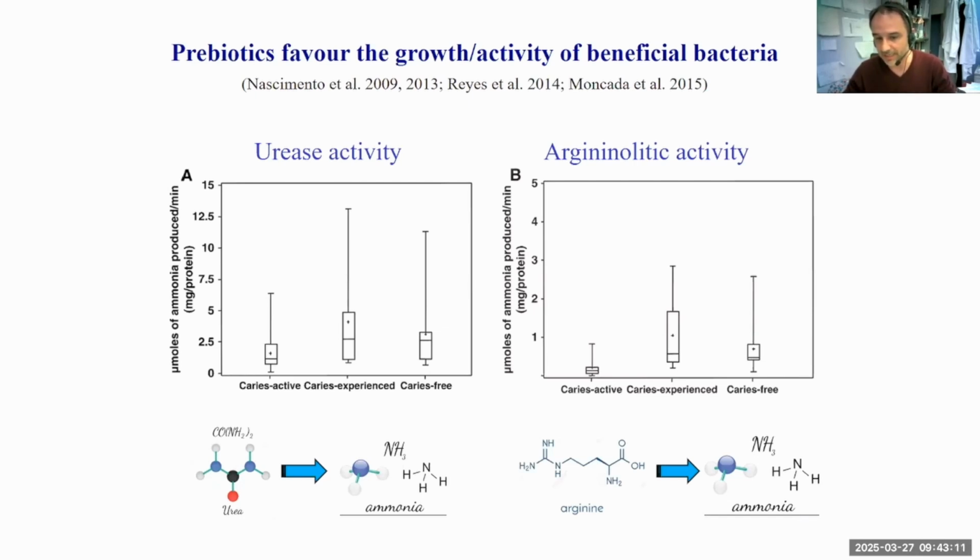And probably because of that, caries-active individuals have a lower arginolytic activity. The capacity to transform arginine into ammonia is lower in these individuals, whereas caries-free individuals that never had a cavity in their life have higher levels of these bacteria, higher enzymatic activity to transform arginine into ammonia. And the good news is that if you had caries in the past, but you treated them, so you have fillings, then the level of this arginolytic activity is also as high as in caries-free individuals. So that's why arginine is present in toothpaste.